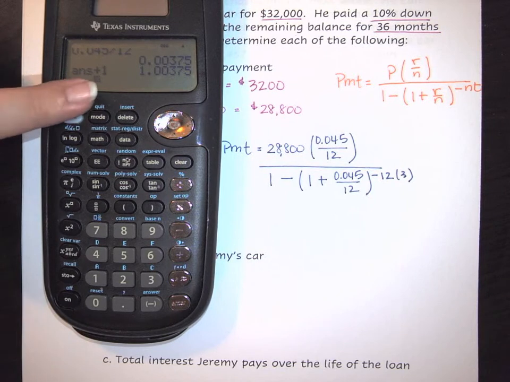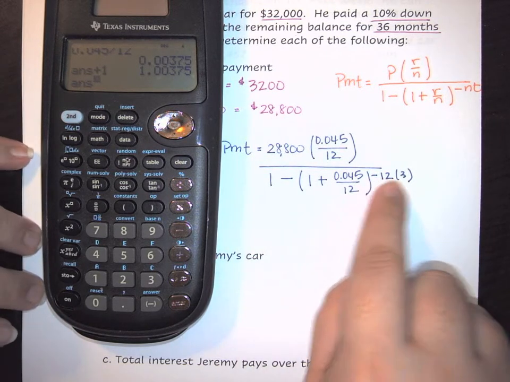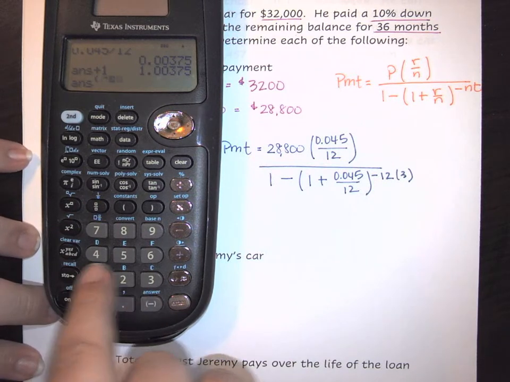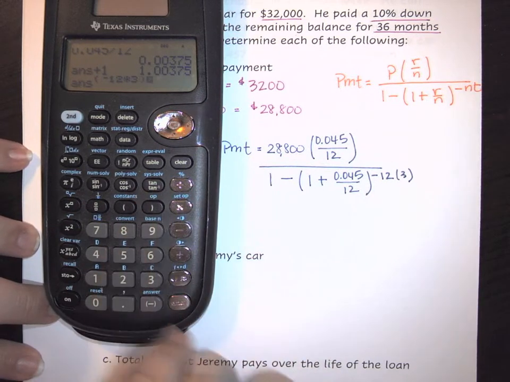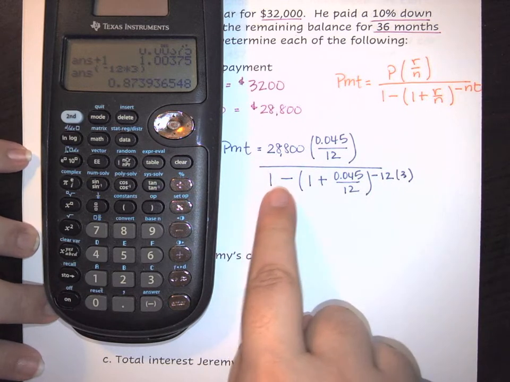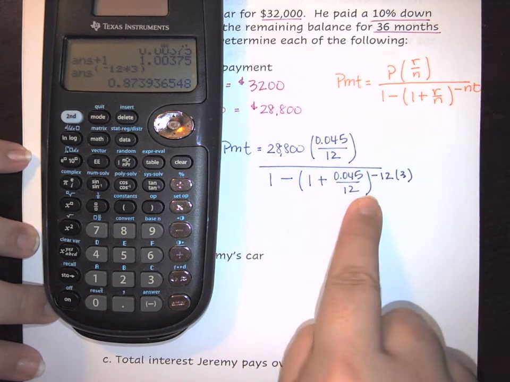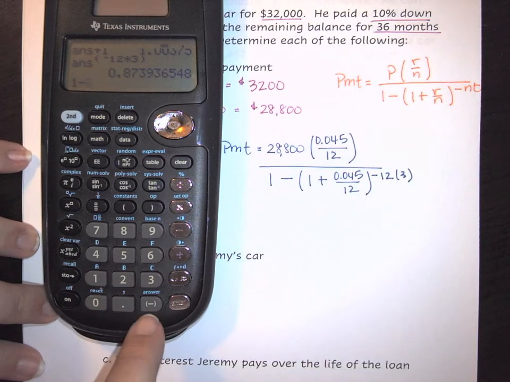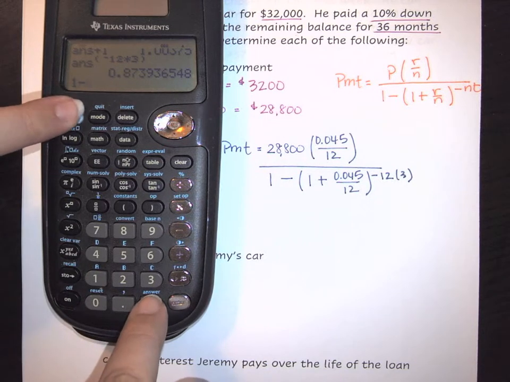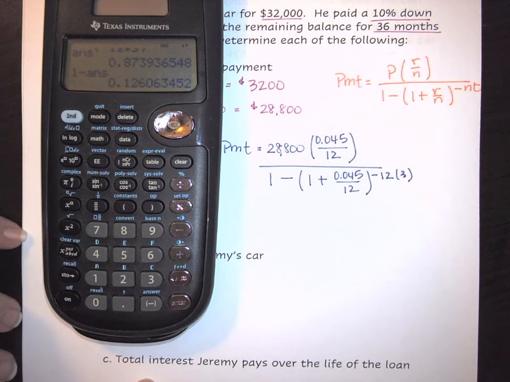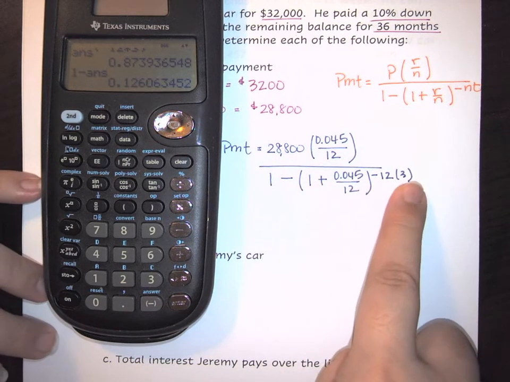Notice it says answer raised to, and because I've got this multiplication here, I'm going to open a parenthesis. I'm going to do minus 12 times 3, close that parenthesis and hit enter. And now I have to do 1 minus what we just calculated here. So I'm going to go 1 minus, and then on top of my negative sign says the word answer. So I'm going to hit second answer. Notice it says ANS and hit enter. Now that's my denominator. Okay.